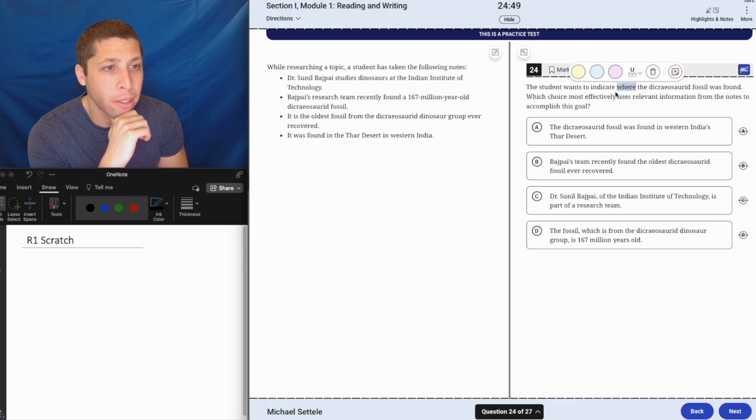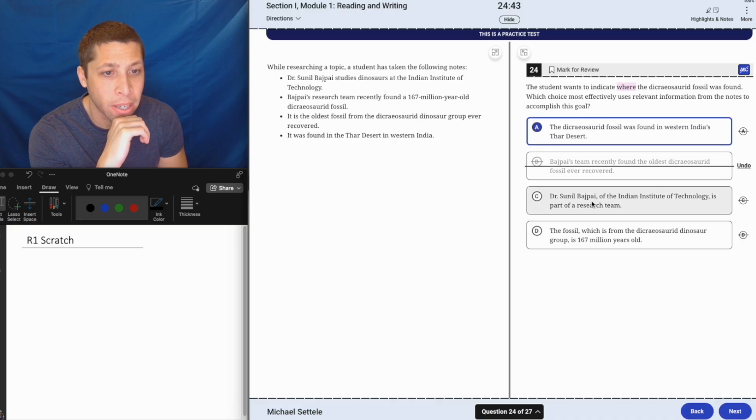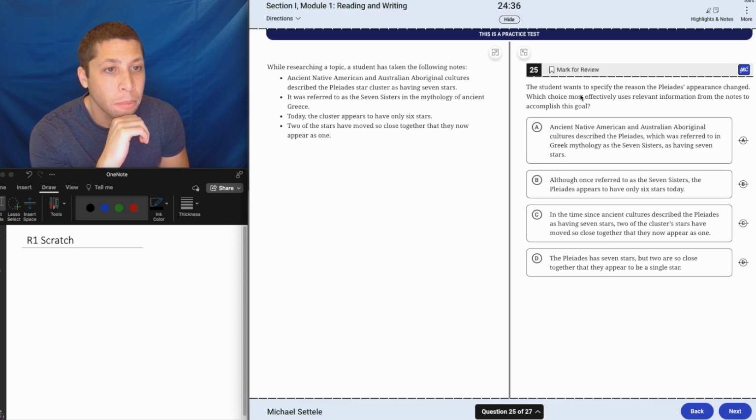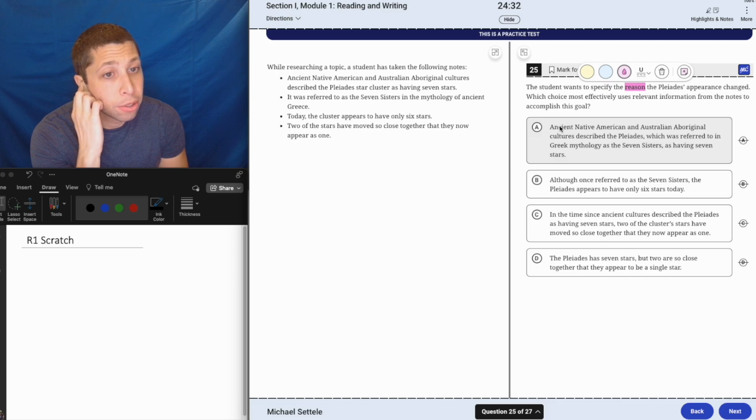Indicate where this thing was found. So found in Western India's Thar Desert. That sounds good. This doesn't say where. Didn't say where. So easy. So he wants to specify the reason the Pleiades' appearance changed.